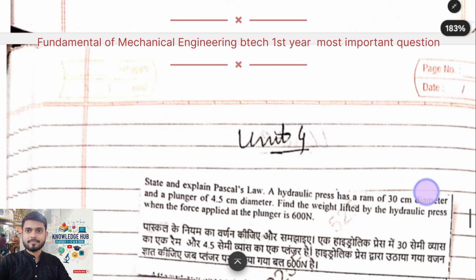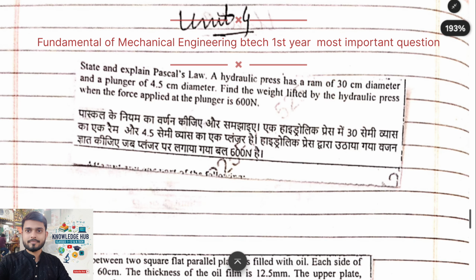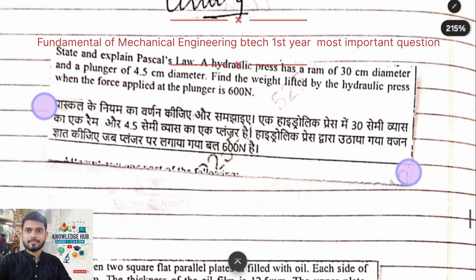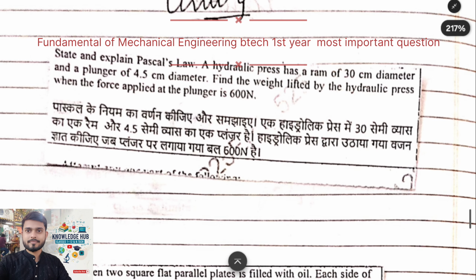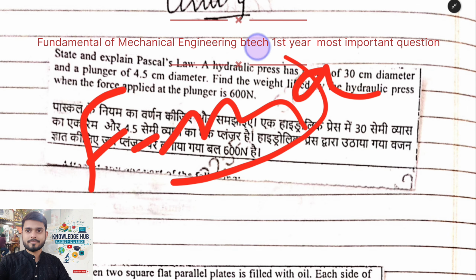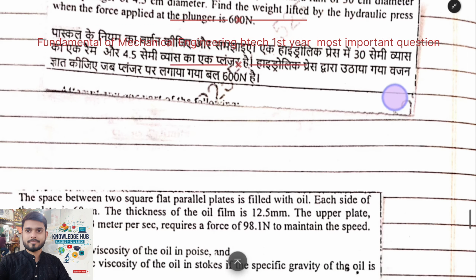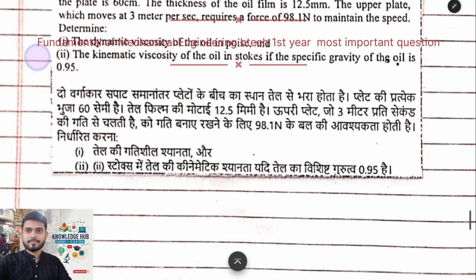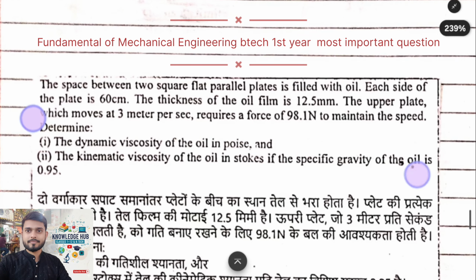Now we will proceed to Unit 4. State and explain Pascal's law. A hydraulic press has a ram of 30 centimeter diameter and a plunger of 0.5 centimeter diameter. Find the weight lifted by the hydraulic press when force is applied. This basically uses formulas like F equals ma, and many other force formulas are included in this. Now this is also one type of numerical.